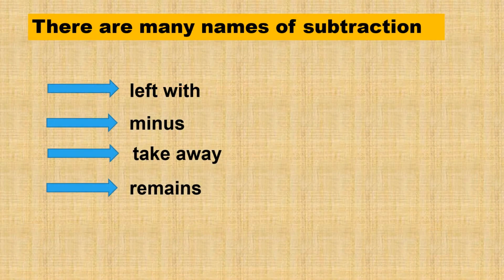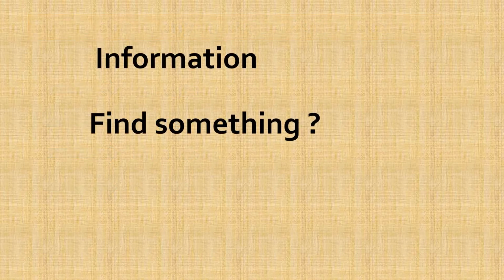But before that, we already learned there are many names of subtraction like left with, minus, take away, remains and many more. When you read any word problem, words like this indicate that you need to subtract two given numbers. In a word problem, some information is given. With the help of that information, you have to find something. So let's see some example of it.